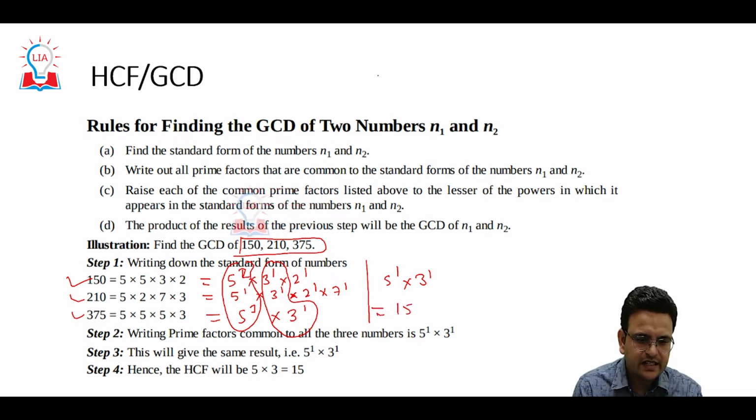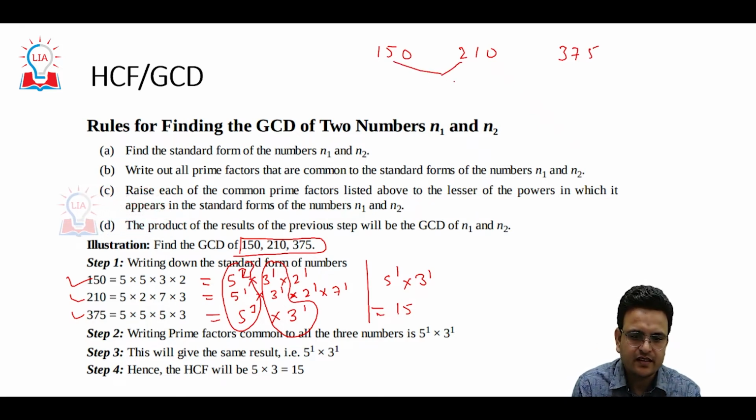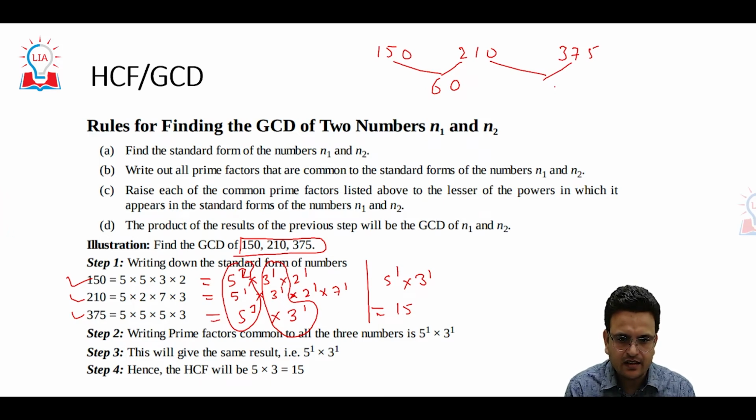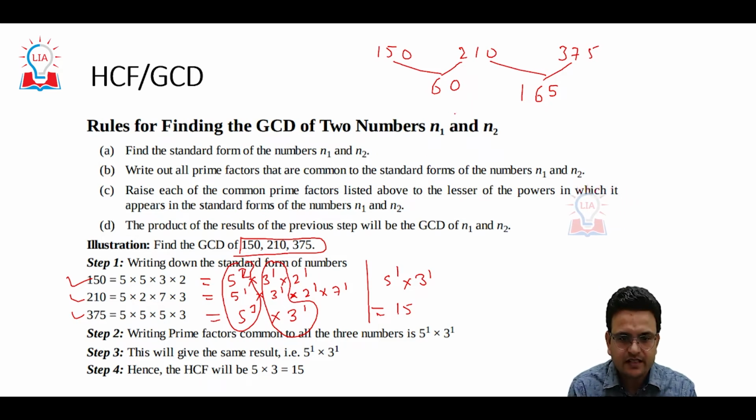Another way we can say it: 150, 210, 375. Just take the difference. The difference will be 60, 165. Here the difference will be, I can say, 5 and 6, 5 and 6, and here 1. So whenever we talk about this, just take the least difference, that is 60.